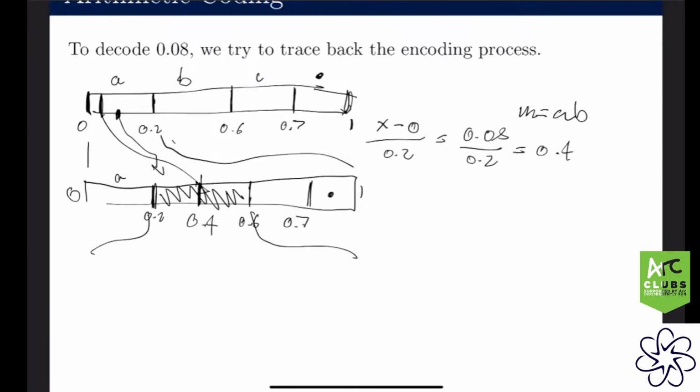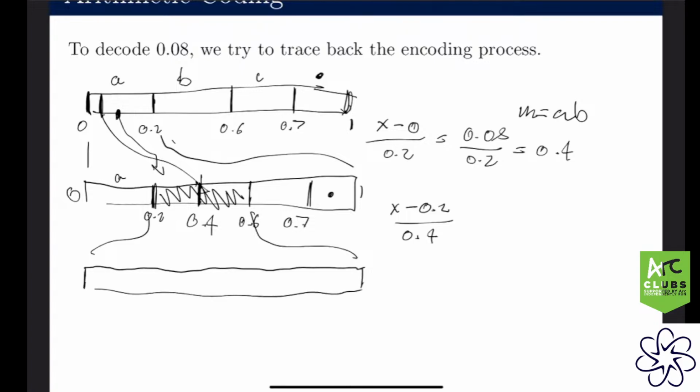interval up. We take X minus 0.2, divide by the length of the subinterval, which was 0.4. This is also why I guess subtracting was done in the last step, even though we were just subtracting 0, just because it's consistent with this step.